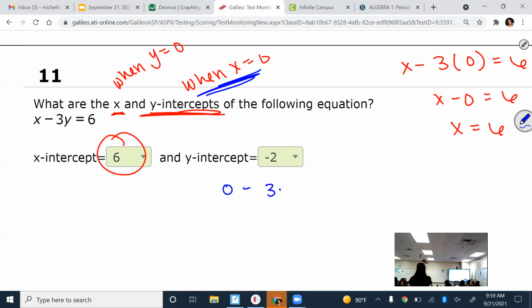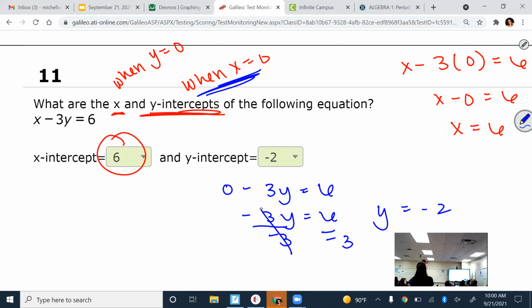So then for my y-intercept, it's when x equals 0, so plug in 0 for the x. So 0 minus 3y equals 6. What's 0 minus 3y? Negative 3y. And then get the y by itself. How do you get the y by itself? Divide negative 3 on each side, and y equals negative 2. That's why our y-intercept is negative 2. And if you plug that equation into Desmos, you can check your answer that way. So x minus 3y equals 6.